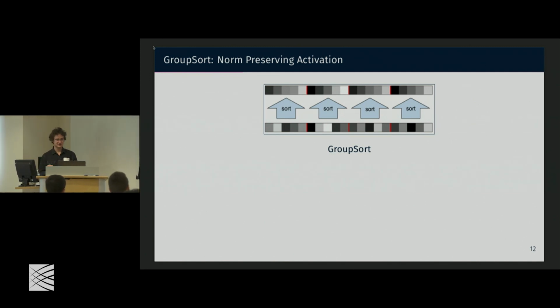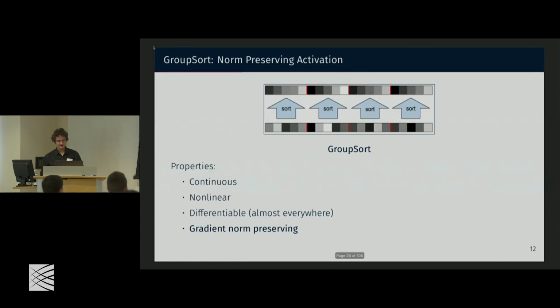Let's talk about why this is even an activation function and the properties of it. It's continuous, check. It's nonlinear because you can think of sorting as applying a permutation on the inputs, and the permutation matrix itself depends on the order of the inputs. So it's a nonlinear operation, check. It's differentiable also because of the permutation viewpoint. In the backwards pass, the Jacobian you compute will also be a permutation matrix, check.